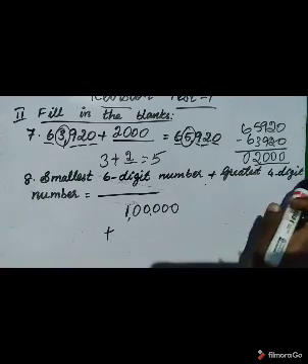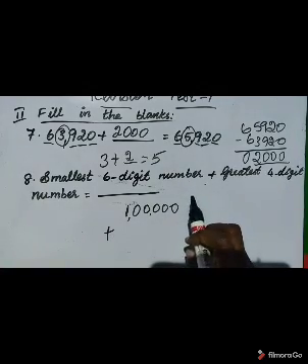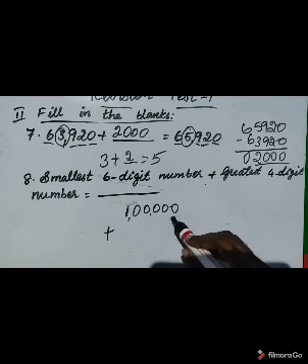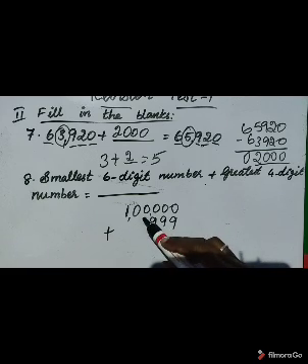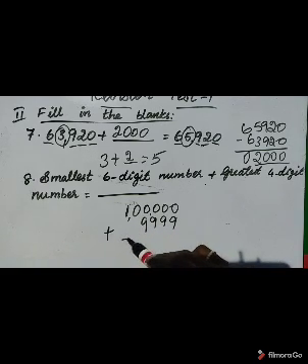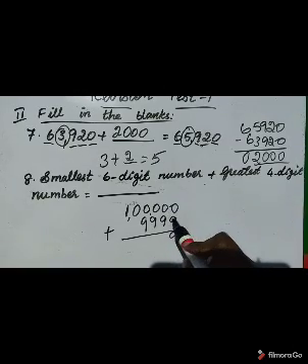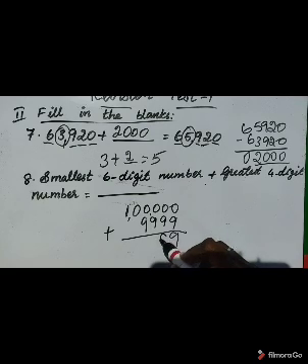Ninth one, 495 plus dash equal to 495. One addend is given, another addend is missing, and the sum is 495. So the sum and the addend are the same. So which number, if you add, you will get the same number is the answer. This is the property of 0. If you add 0 with any number, you will get the same number as the sum. So 0 is the answer.